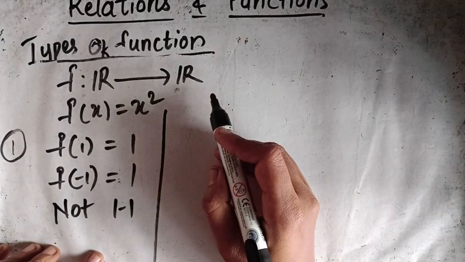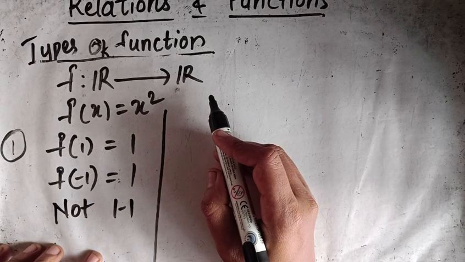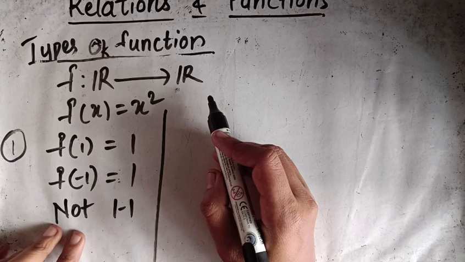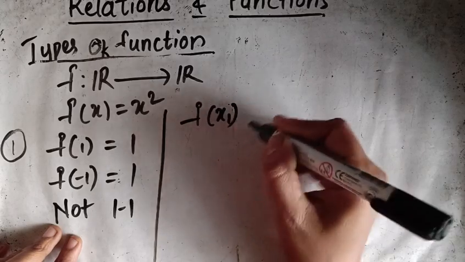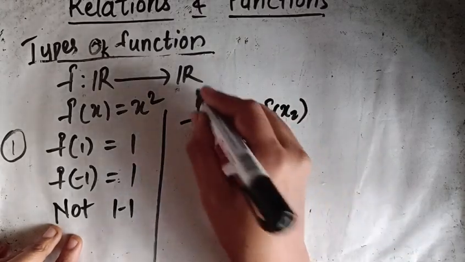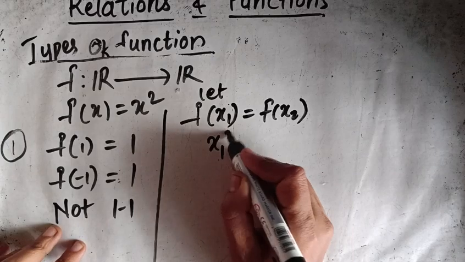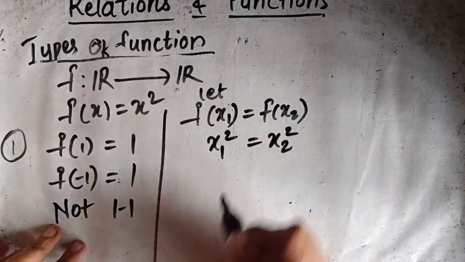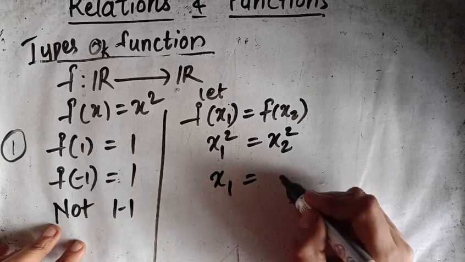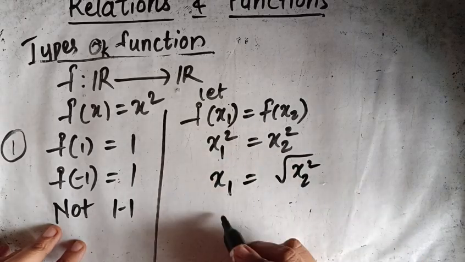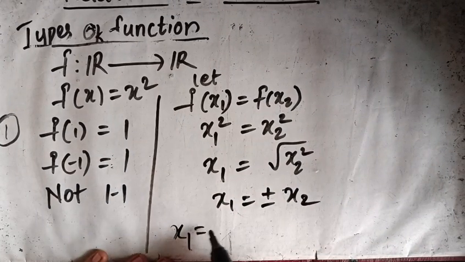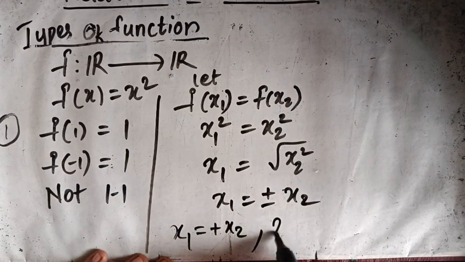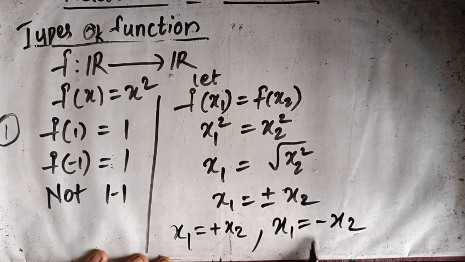Okay. So if I take, say, we can prove this by using this also. f of x1 is equal to f of x2. Say, let. Okay. So this will be x1 square equal to x2 square. So x1 you can take root of x2 square, so this is plus or minus x2. That is, x1 is either equal to plus x2 or x1 is equal to minus x2. The same as this. Okay, not one-one.